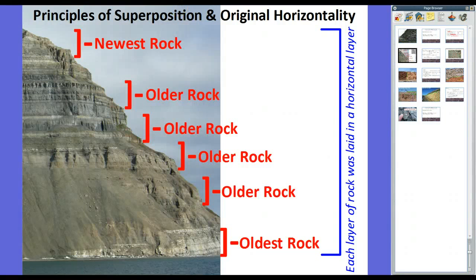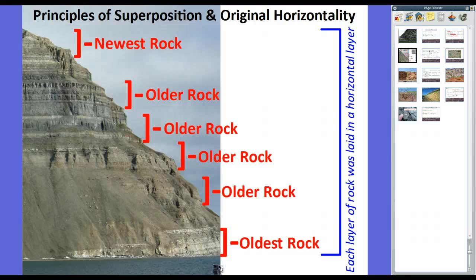Okay, so here is superposition and original horizontality in action on a cliff in England. If we look down here, we have our oldest rock. It's the oldest one on the bottom, and then we have rock above it. As compared to here at the top, we have the newest rock. So the newest rock is at the top, and below it is older rock, which is older rock below it, older rock below it, older rock, and finally at sea level we have the oldest. And of course, if we go under sea level, guess what? That's right, the rock is even older than that, going all the way down until deep into the lithosphere.